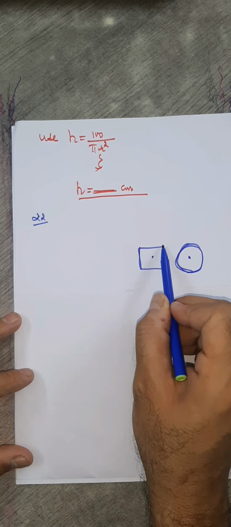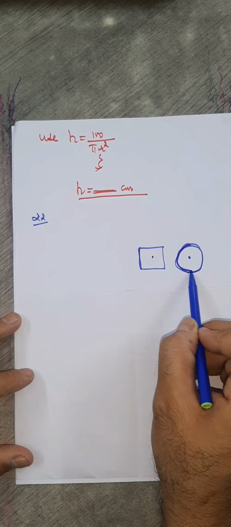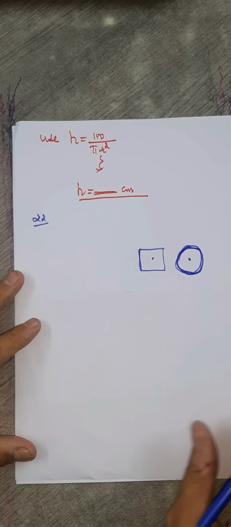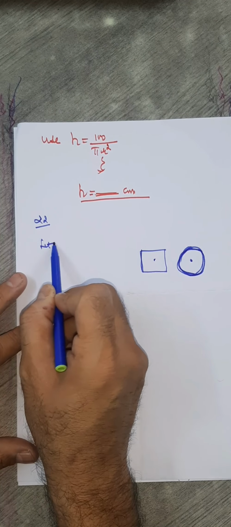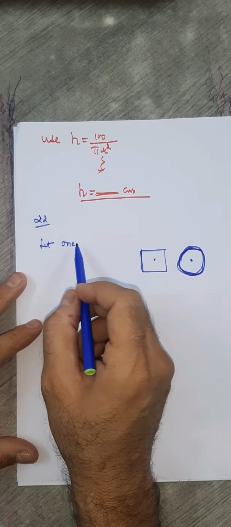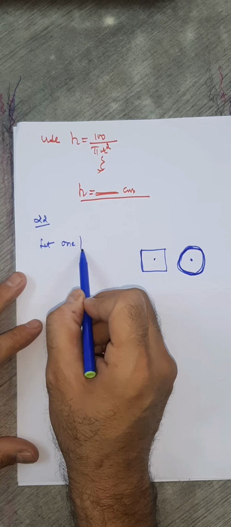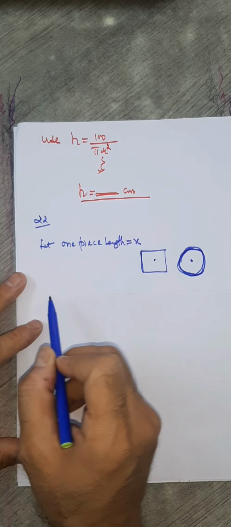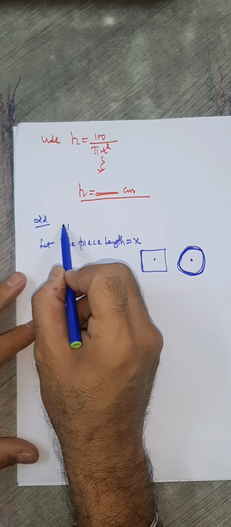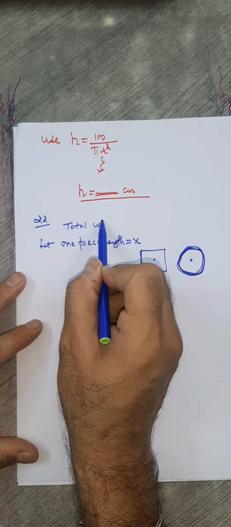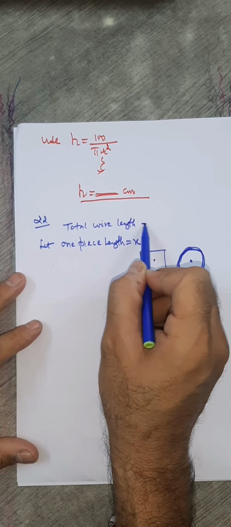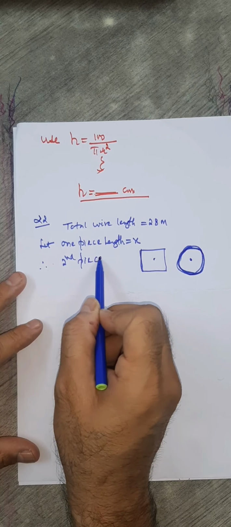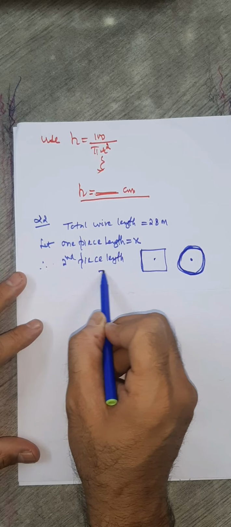One piece is used to form the square, that is the perimeter, and the other piece is used to form the circumference, 2 pi r. Fine. So I'll start like this. You are making 2 pieces. Let one piece have length equal to x. Total wire length is how much? 28 meter. So the second piece would obviously have length 28 minus x.